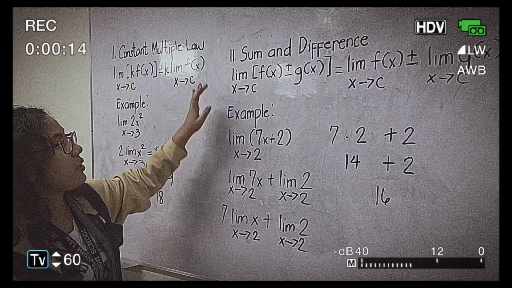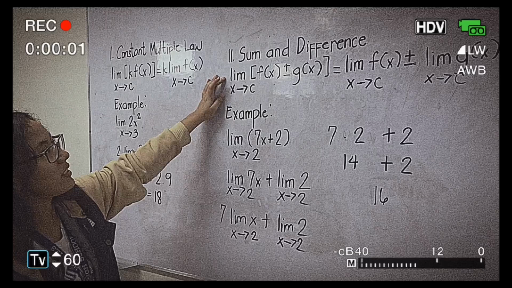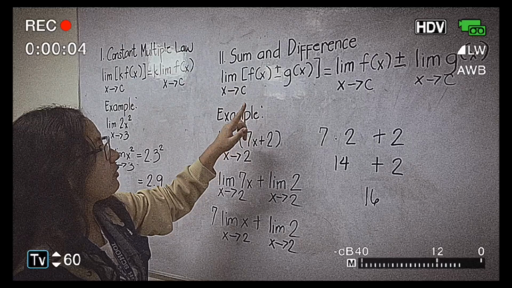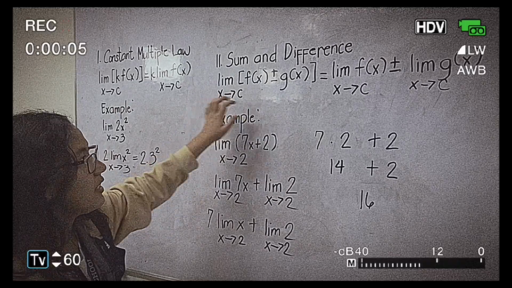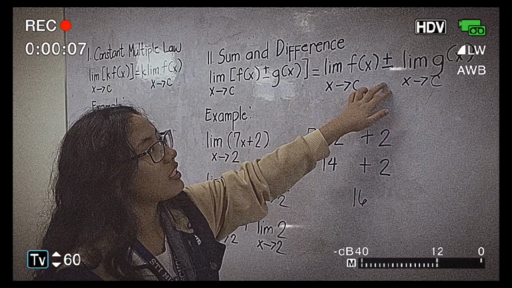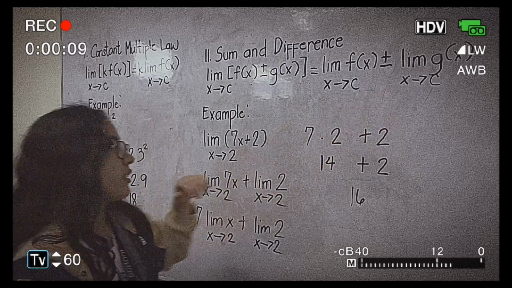The second rule that we have in Theorem 1.3 is sum and difference. It states that the limit of f of x plus or minus g of x as x approaches c equals limit f of x as x approaches c plus or minus limit g of x as x approaches c.